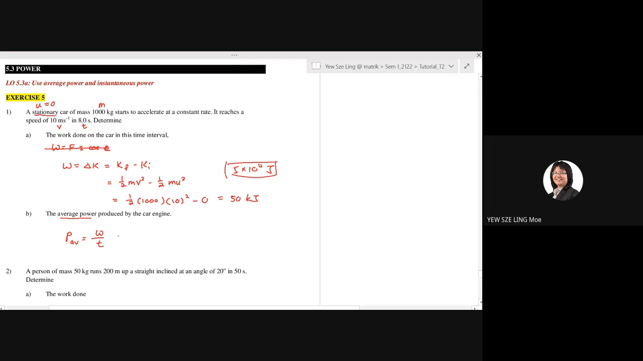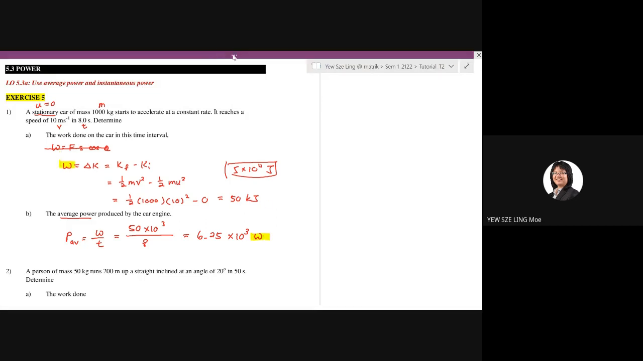All right. So W is 50 kilojoule, so 50 times 10 to the power of 3 joule divided by the time taken, which is 8 seconds. Then we can get 6.25 times 10 to the power of 3 watt. Okay, so don't get confused between work done and watt. This is the unit for power. Question A is work done. Question B, the W represents the unit for power.